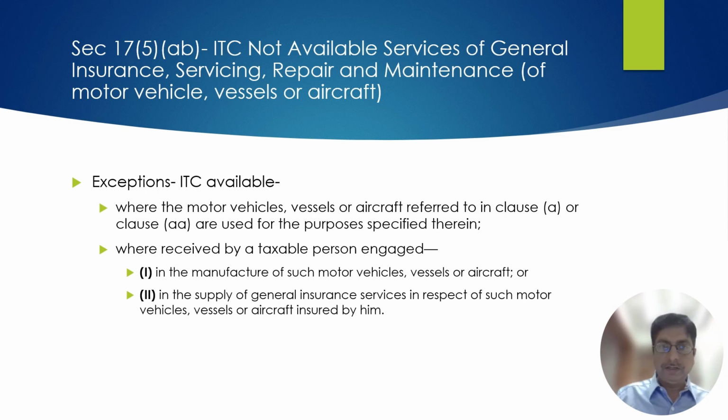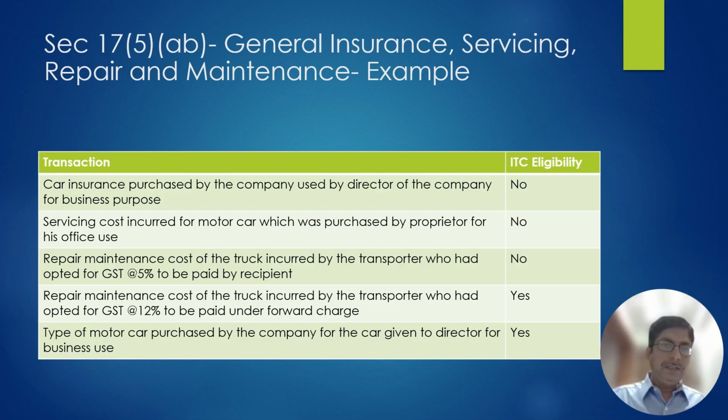Okay, with this background, let's see some examples. A car is purchased by the company, used by directors of the company for business purposes, and they incur expenses of general insurance, repair, maintenance, etc. The credit of the GST paid on the purchase of that car is not available. Therefore, for the expenses of general insurance, servicing, repair, maintenance, the credit is also not available.